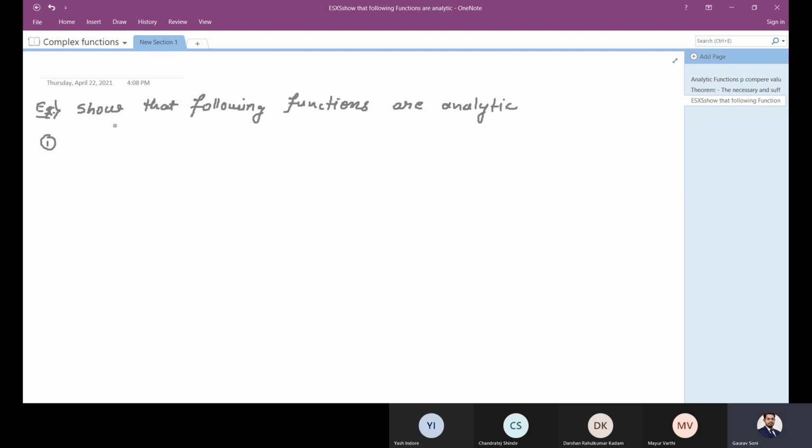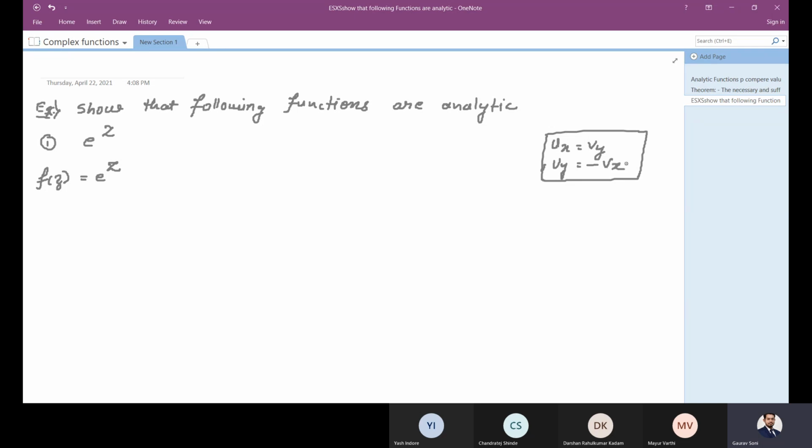First one, e to the power z. So first of all, in order to check the analyticity, we check the CR equations. If the CR equations are satisfied in a given domain, or in all of the complex plane, then I will say that the function is analytic. So what are the CR equations? I will write them down here in a rectangle: ux equal to vy, uy is equal to minus of vx.